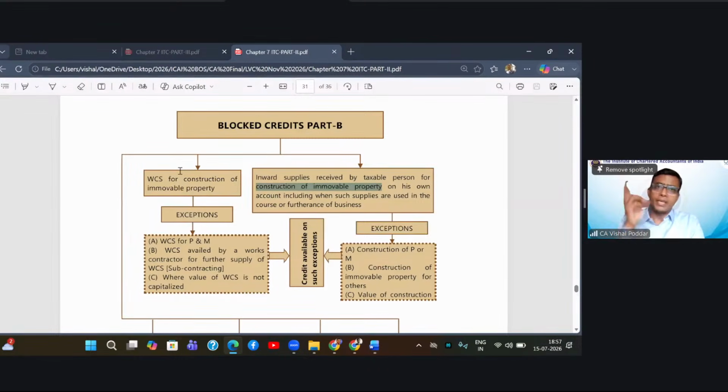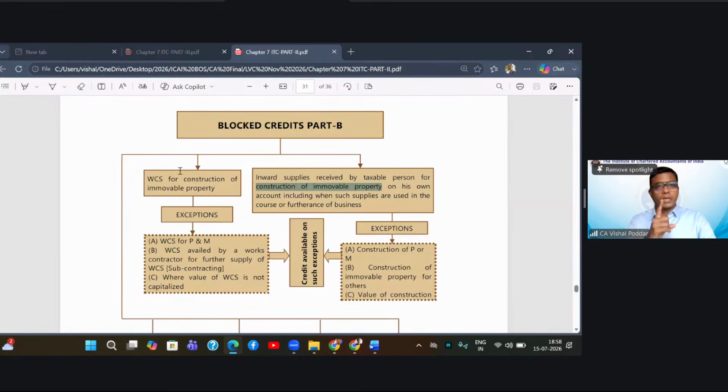Point number one. In short, when this blockage applies, students, when a person is procuring these inward services for doing construction of immobile property, which it is going to use for its own self, like I am getting my factory building constructed, I am getting my warehouse constructed, I am getting my office renovated. So when I am spending on inward supplies which will be used for construction of immobile property for my own self use, the credit is blocked. However, within this blockage also there are exceptions. That is where the credit can be allowed.